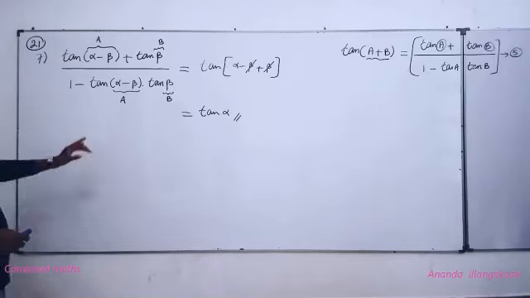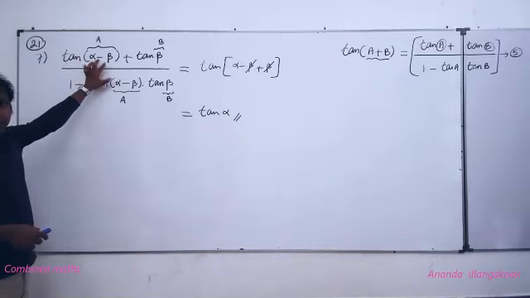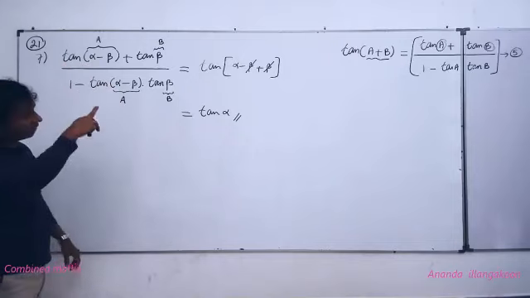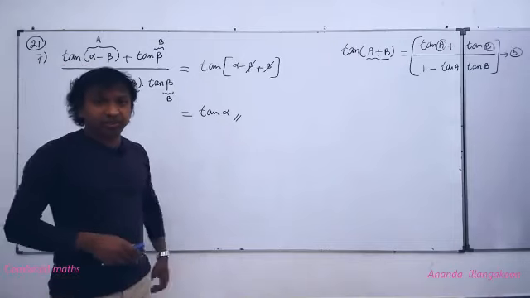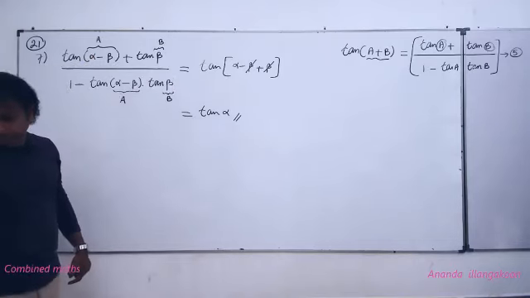Sometimes you might get the idea to expand this tan(alpha minus beta) using the tan A minus B formula and simplify. People, the answer does come, but it is a very long simplification.